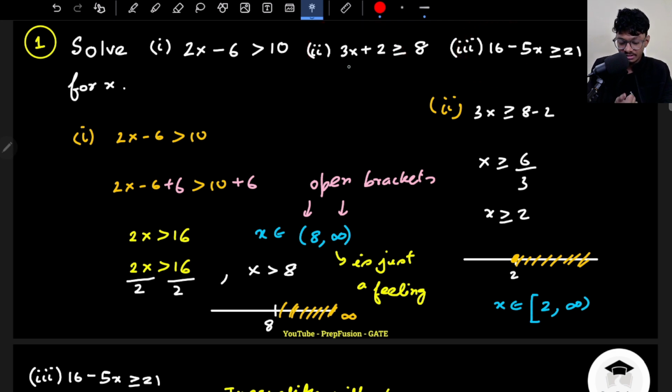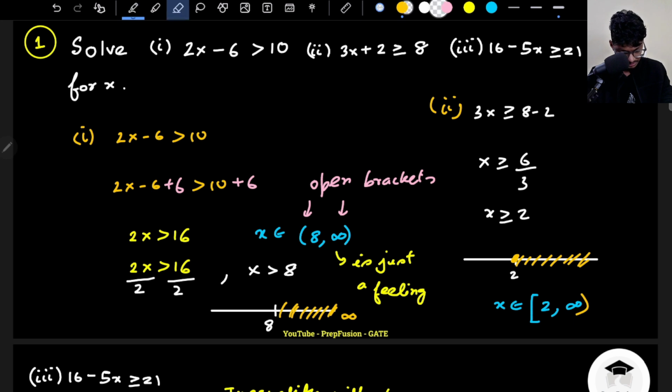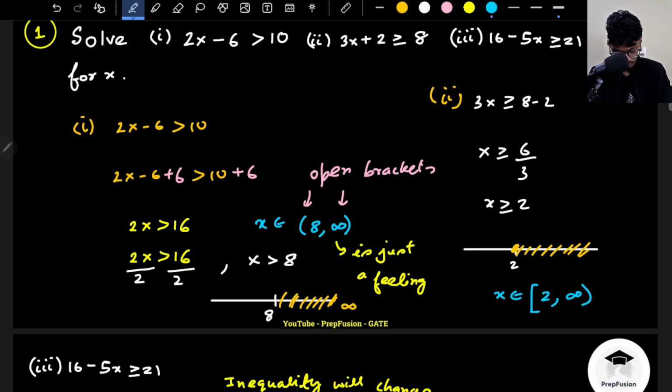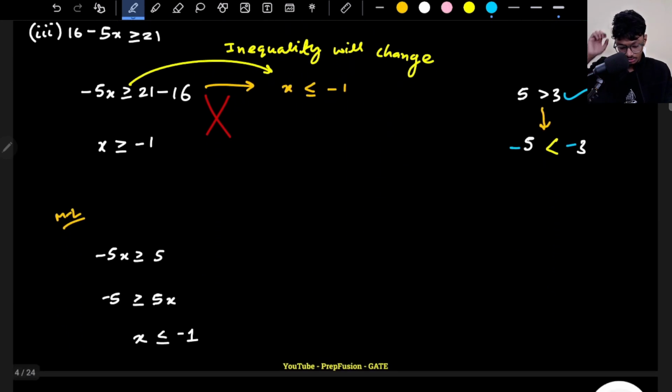But here 2 is included, because if I put 2 here, then 6 plus 2 is 8. 8 is equal to 8, which satisfies the inequality, because I have an equal to sign here as well. So it will satisfy the inequality. Okay, so this is the case for these kinds of inequalities. Okay, now let's solve for this region.